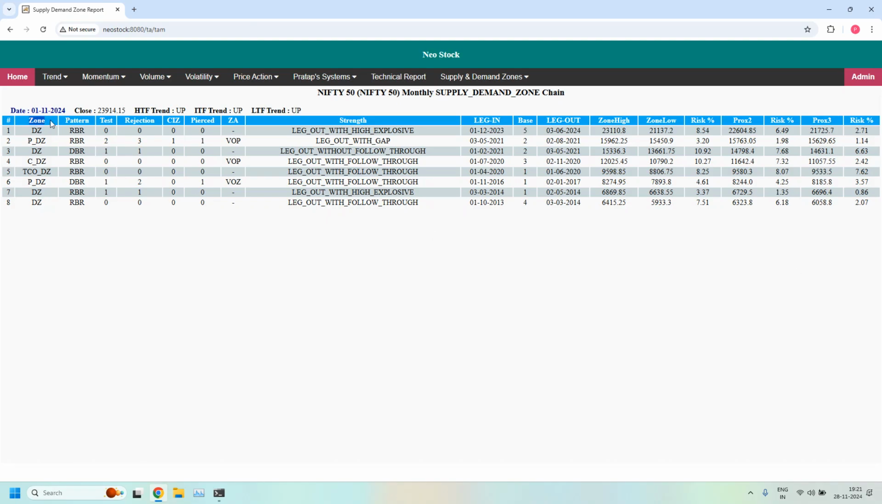Always look into the zone column to find the high liquidity zones. Look into the pierced column to find the pierced zones. Always look into the LTF trend to find the trend of the time frame you have selected. So follow these rules for the remaining reports.